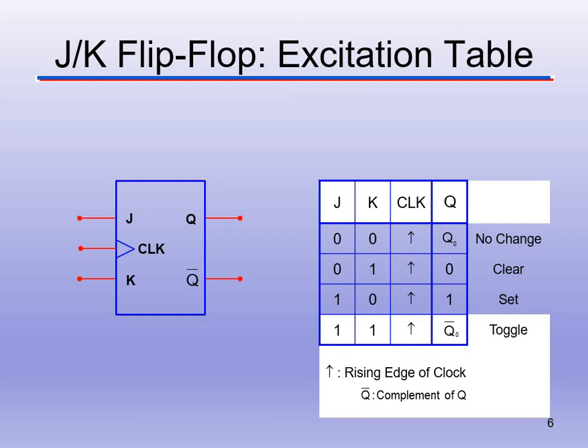Now, if we have a 0, 1, so if J is 0, K is 1, Q will be output to a 0. Okay, if J is 1 and K is 0, on the rising edge of the clock, Q will become a 1. And then when J is 1 and K is 1, we will toggle. Toggle means if Q was at 0, it will go to 1. If it was 1, it goes to 0. So it will toggle to the next state when we do a JK.